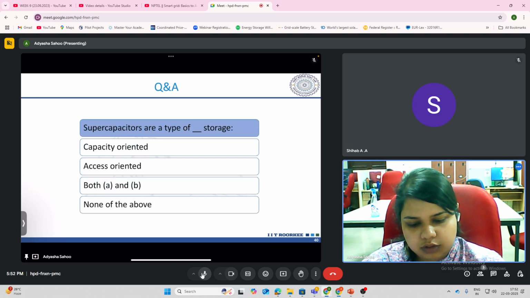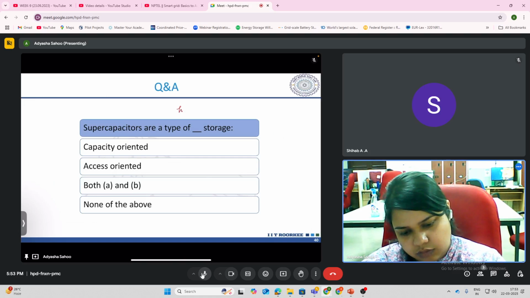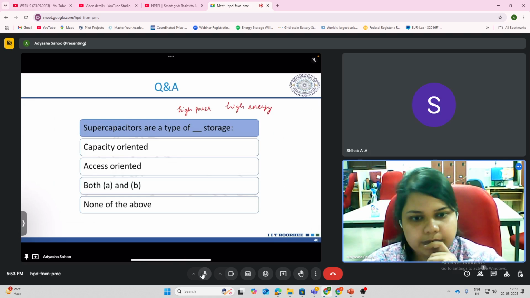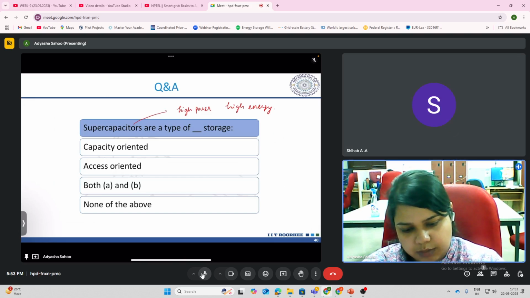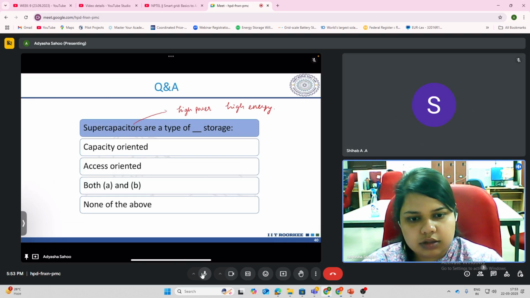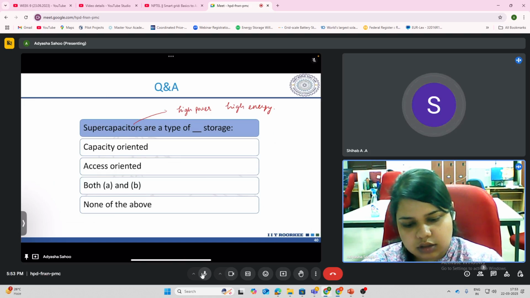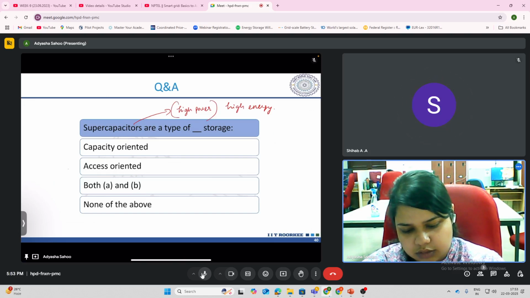Supercapacitors are a type of capacity oriented or access oriented storage. So whether they are a high power type or high energy type. No, actually supercapacitors are high power type. Means they can charge or discharge in a very small amount of time, but they cannot store a large amount of energy for longer periods. That means it has high power but low energy, and high power types are the access oriented type.